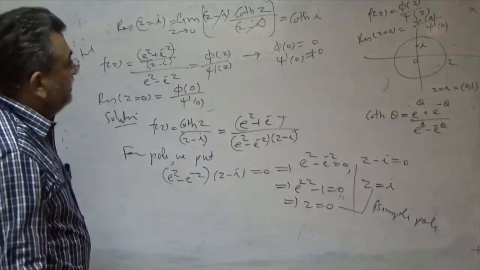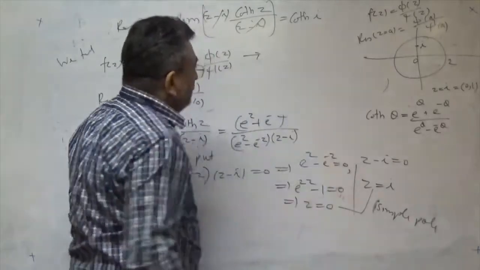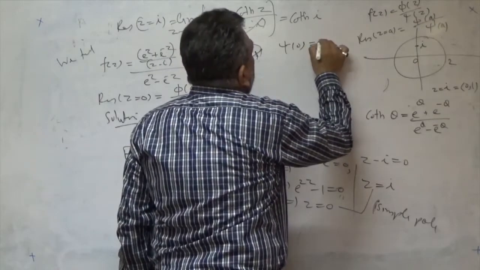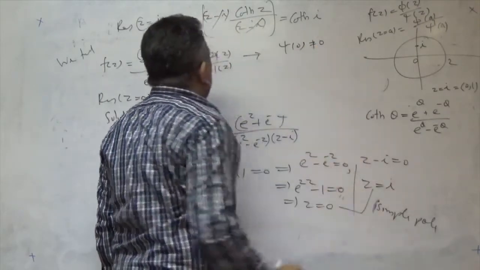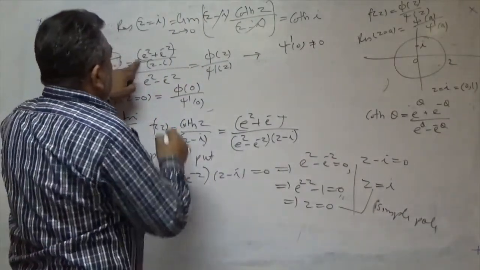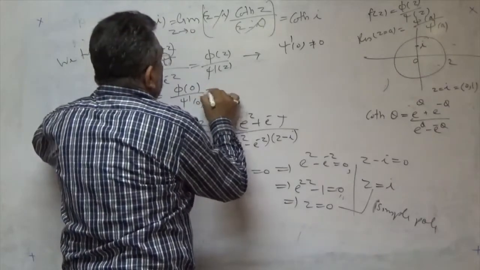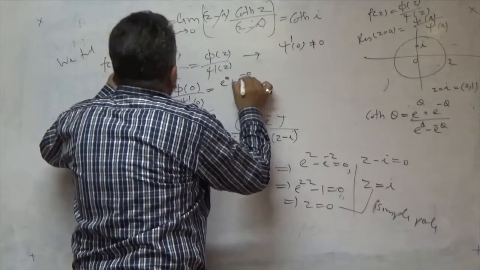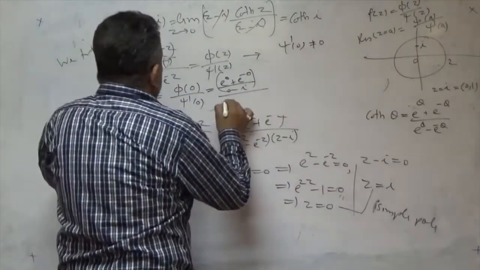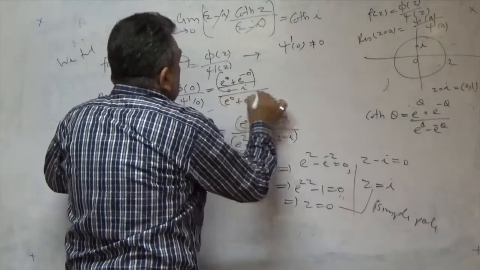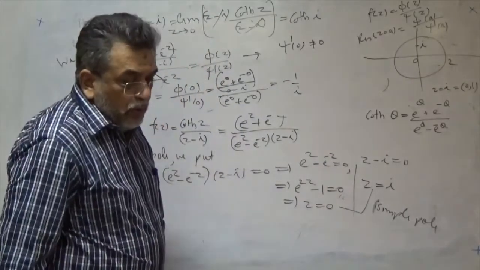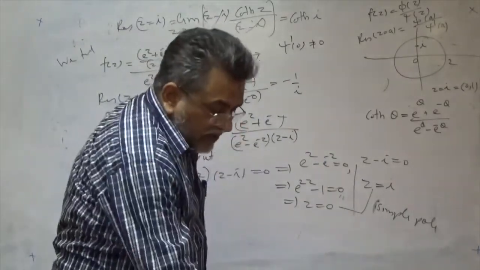Phi of 0, psi of 0 is not 0, psi dash. We check this. If we put the value of z equal to 0 here, so this is e to power 0 plus e to power minus 0, 0 minus I. Psi dash 0 means e to power 0 plus e to power minus 0. That is 2. This is simply minus 1 upon I, because 2 and 2 is cancelled out. So that is simply minus 1 upon I.